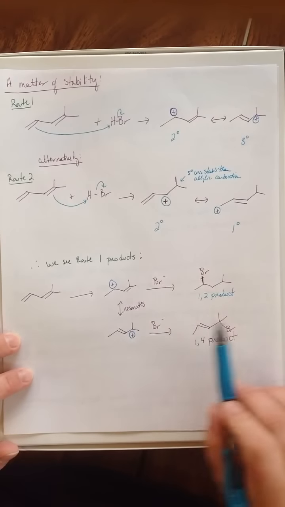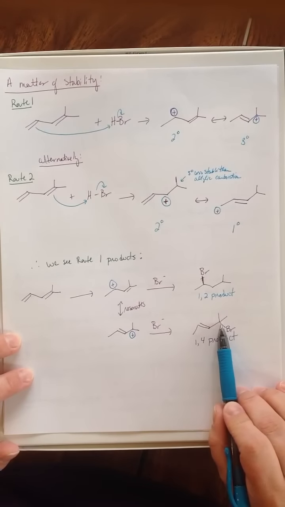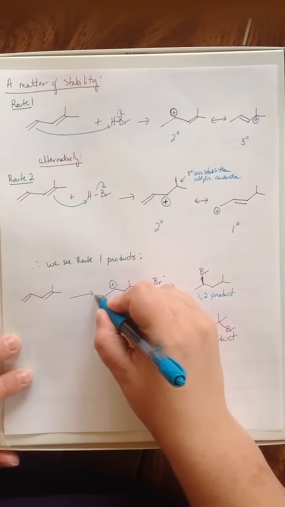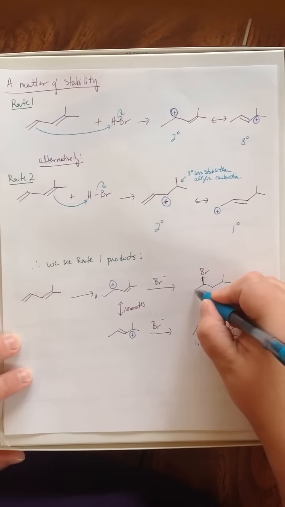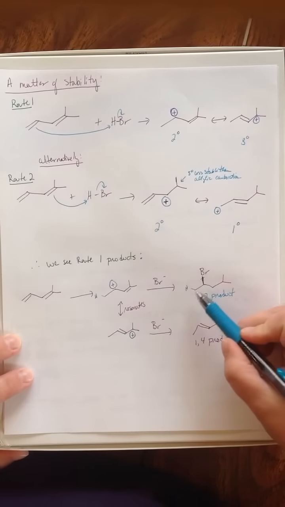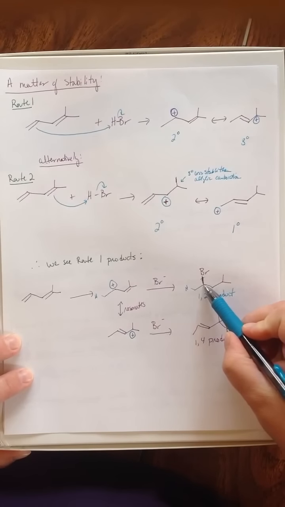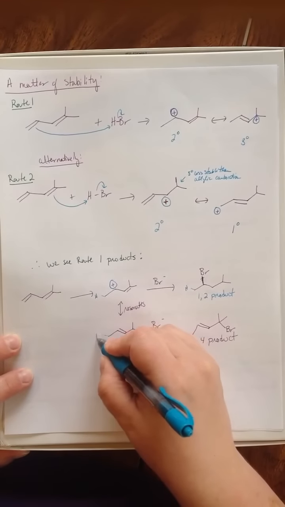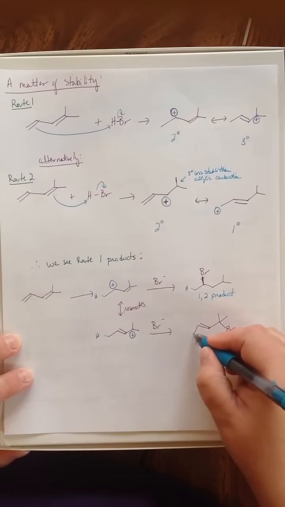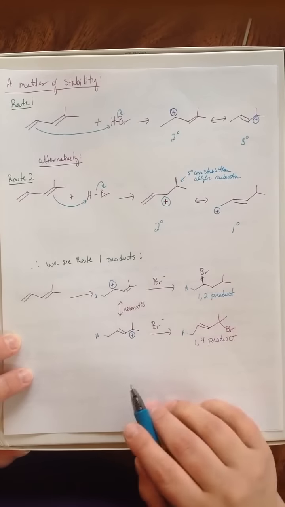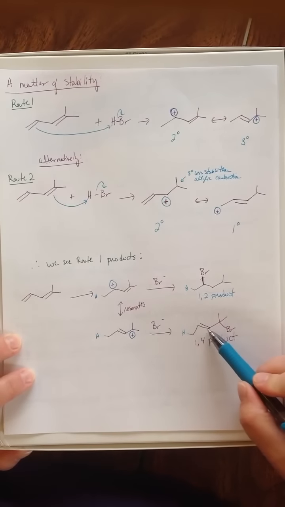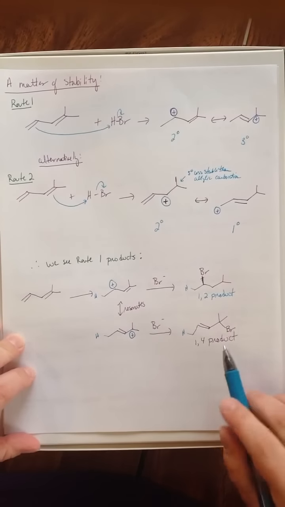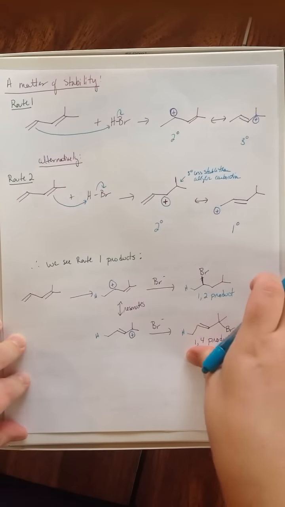Bromine comes over and attaches right here, making a 1,4 product. Just to show you that one more time: hydrogen would be right there, hydrogen would be right there, 1 carbon, 2 carbons, hydrogen, bromine. Following that down, we've got hydrogen right there, hydrogen right there, on the 1, 2, 3, 4 position. So this would be the 1,4 product.